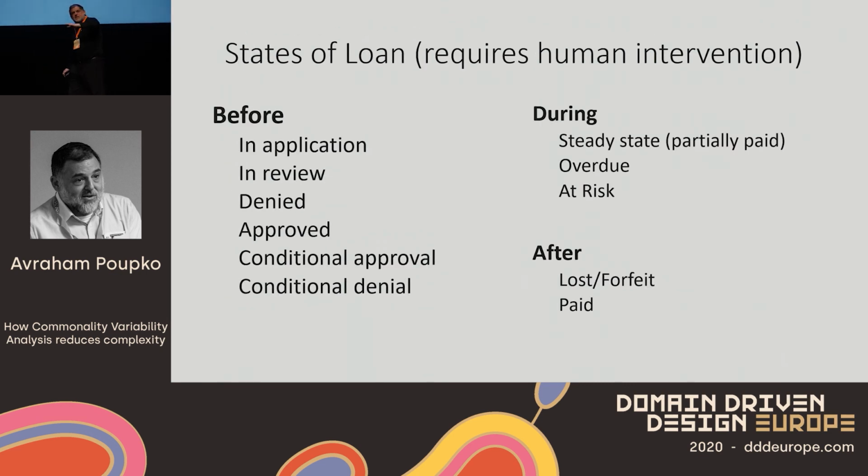And I notice states of loan. There's before and during and after. And before, a loan might be in the application process, it might be reviewed, might be denied, and then it never gets any further, but it's interesting to know about. A loan might be approved.